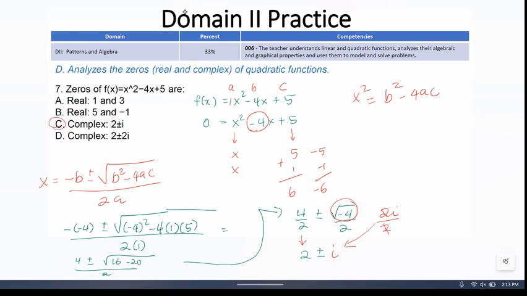All right, letter C. Okay, again, I want to go back to this. What does this mean? This means the square root of 1 times the square root of 4. In algebra 2, of course, the square root of 4, we already know that's 2. In algebra 2, the square root of negative 1 is i, imaginary. So these two can be written as 2i. That's where I got this number here. Okay? All right. The answer is letter C.